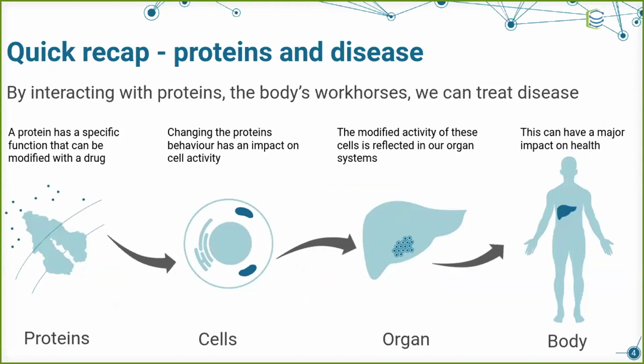Looking at this quick diagram, drugs may interact with a given protein. This will then have an impact on cell behavior in some cases. If it's an anti-cancer drug, it might be something that kills cancer cells specifically. This will then have an impact on the organ or tissue level, and then an overall impact on the health of the organism on the body level.